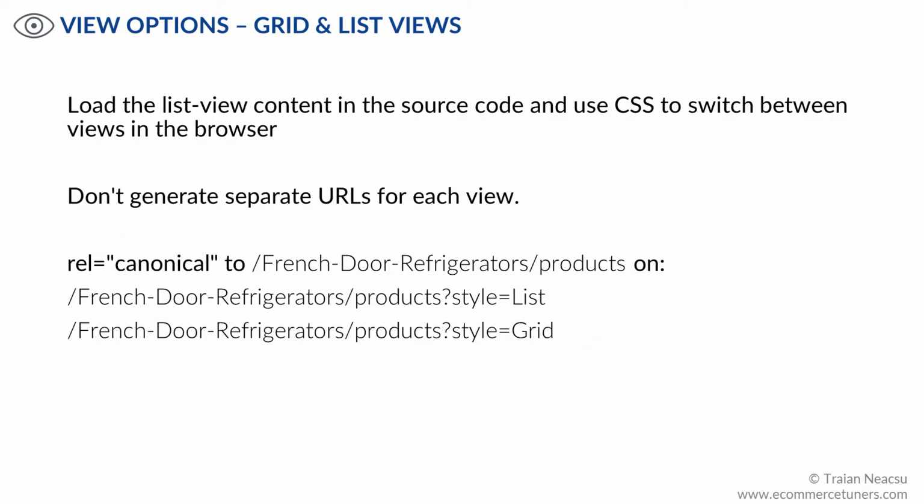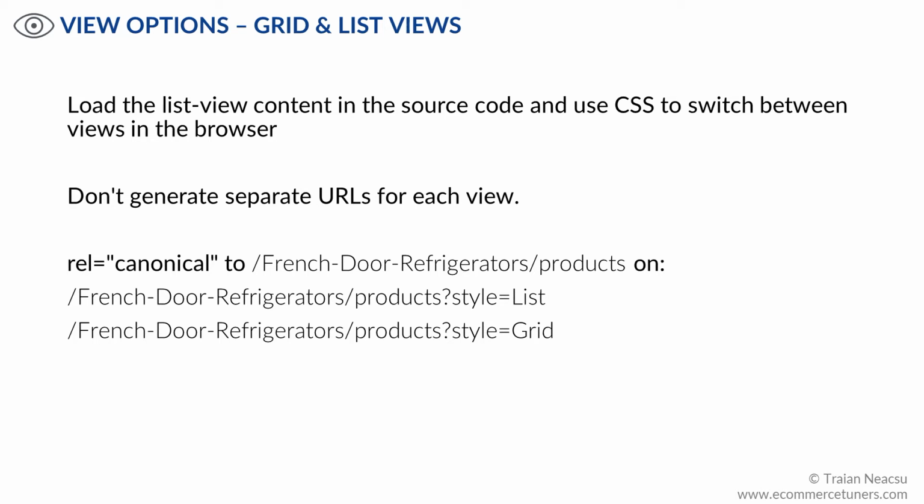The optimal approach for view options is to load the list view content in the source code in a way that is accessible to search engines, then use JavaScript to switch between views in the browser. You don't need to generate separate URLs for each view. In case you do generate separate URLs, those pages will contain duplicate content, and the way you handle them is with rel canonical to a default view. The default view has to be the page that loads the content for the list view.